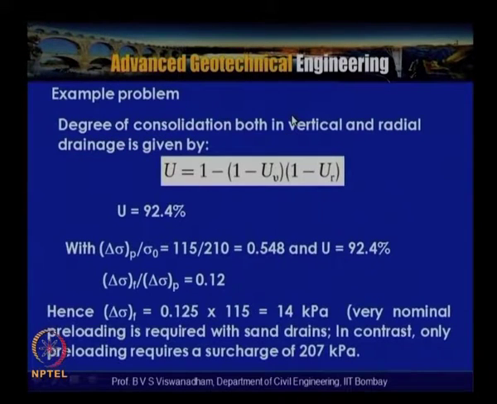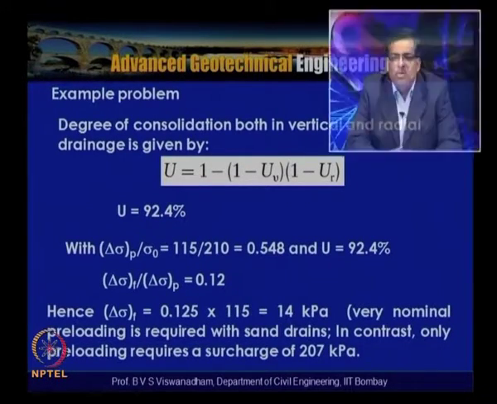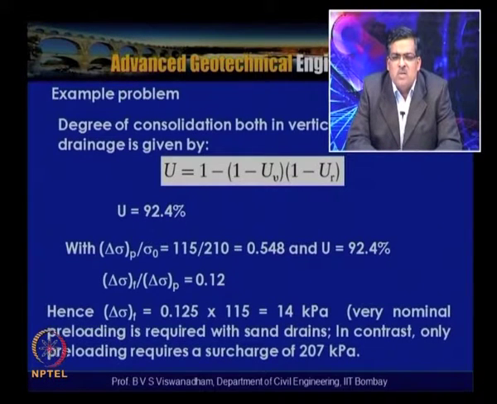So, this comes to be 0.12. That means that what we require is about 14 kilopascals. So, it is a height of less than a meter. If we provide that, it is sufficient for the given soil properties. So, very nominal preloading is required with the sand drains. In contrast, for the example we have taken, preloading alone evolves as 207 kilopascals, which is beyond the difficulties.